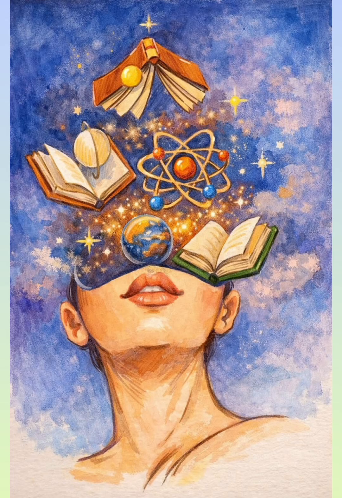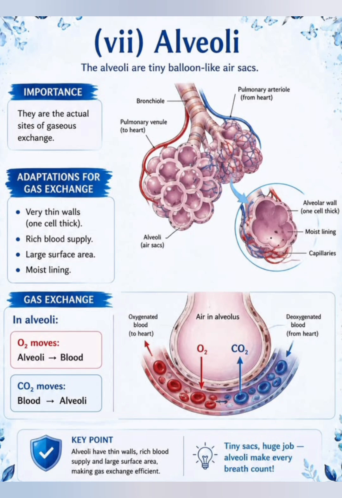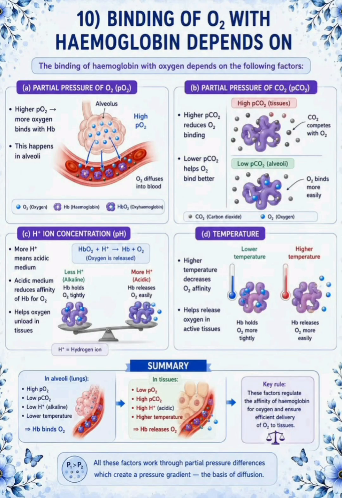First, let's look at the ultimate game of chemical musical chairs happening inside us. In our alveoli, the environment is perfectly tailored for a strong partnership. We have high oxygen level and low level of pCO2, low H+ ion concentration and lower temperature. This specific combination forces oxygen to tightly bind with hemoglobin, creating oxyhemoglobin.